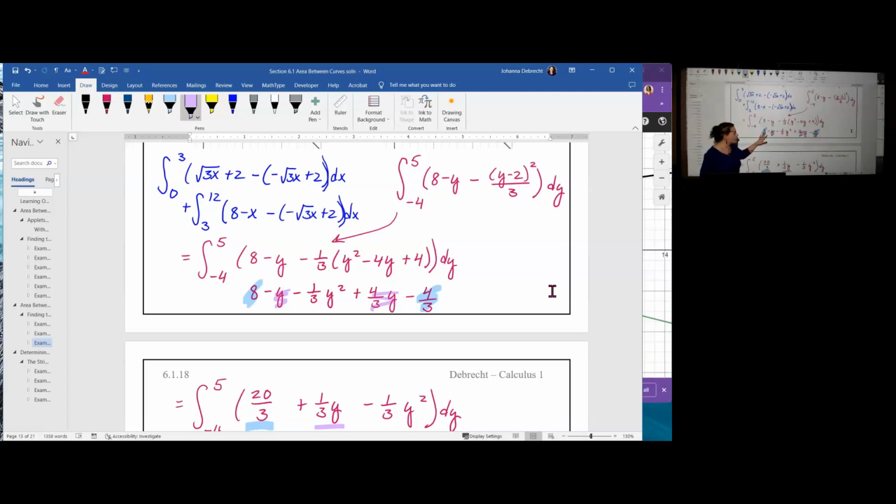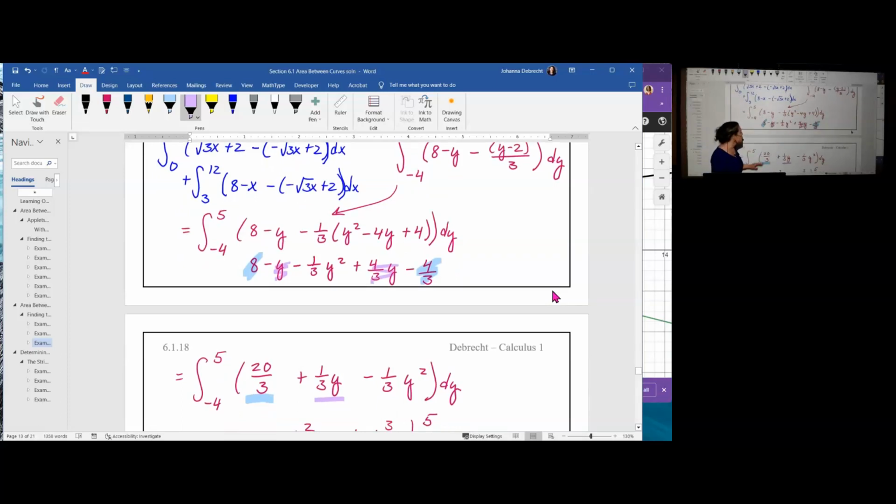I had two constant terms, 8 minus 4/3, which gives me 20/3, which I color coded. Then I had two y terms, minus y and plus 4/3 y, which gave me a combined 1/3 y. There was no like term to combine with the radical or the squared term, minus 1/3 y squared.